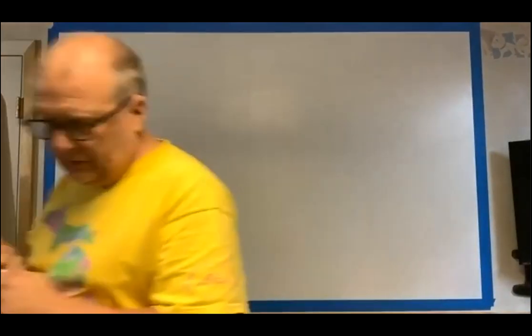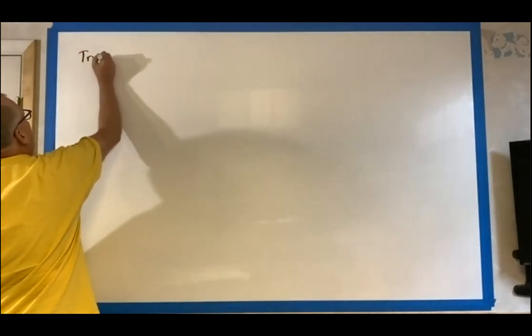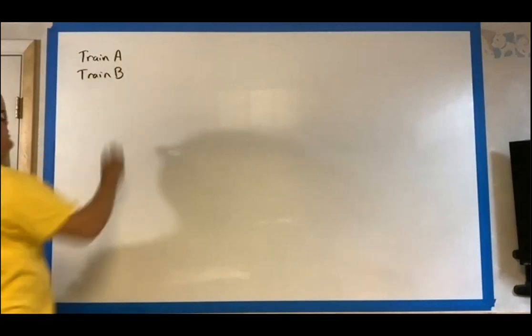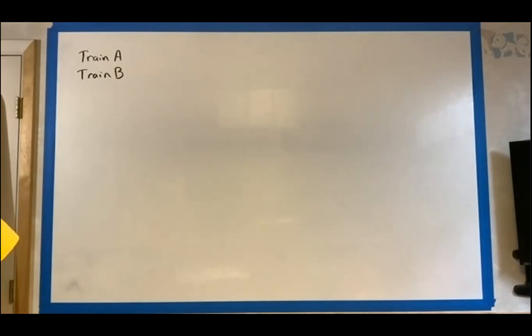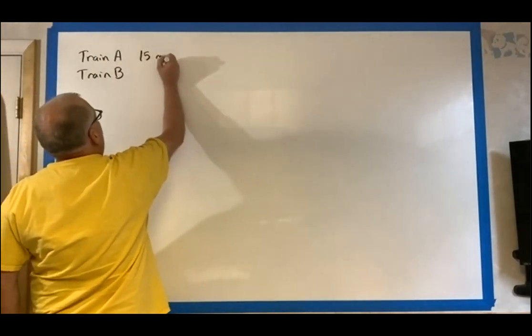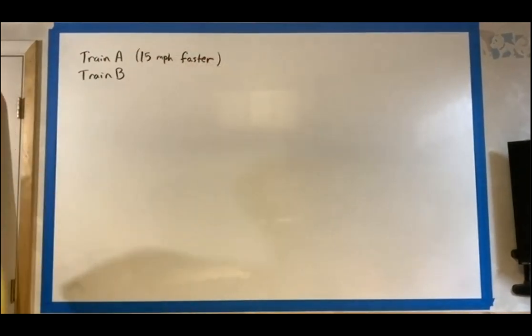Okay, let's check this out. Two trains, train A, train B. I won't rewrite the whole problem, but let's write down the key facts. I got train A and train B. Train A has a speed 15 miles per hour greater than train B. I'll just write that down, 15 miles per hour faster. Well, what else to say? Train A travels 150 miles in the same time it takes train B to travel 120 miles.